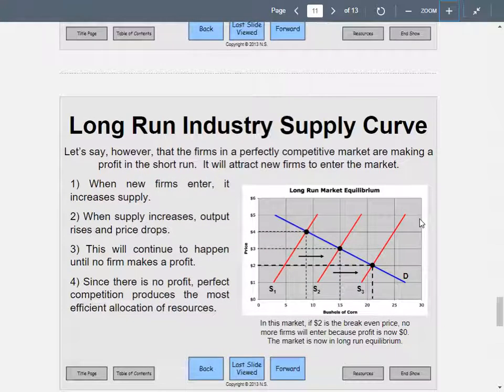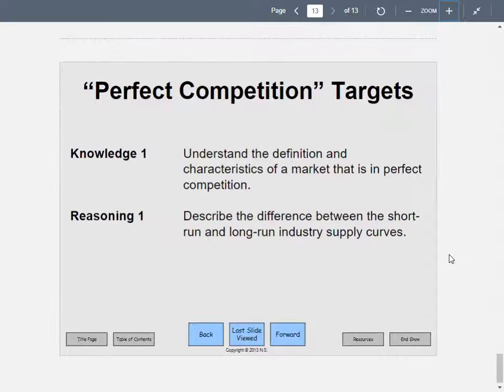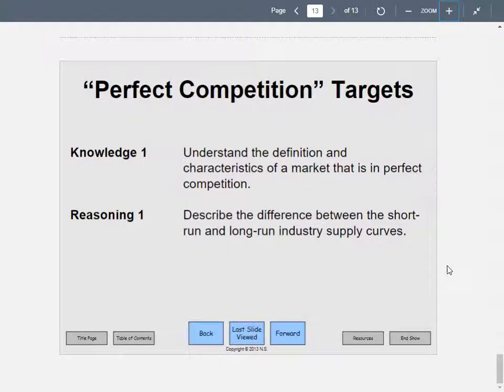Since there is no profit, perfect competition produces the most efficient allocation of resources. That means they're using everything the way they're supposed to be. In the long run, industry supply curve is always flatter, more elastic than the short run. So our long run is always flatter over the long term. So now you should understand the definition and characteristics of a market that's in perfect competition and be able to describe the difference between the short run and the long run industry supply curves. If you don't remember, hit the pause button, rewind, go back.